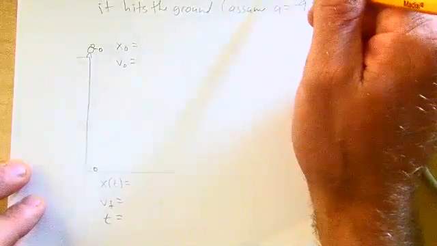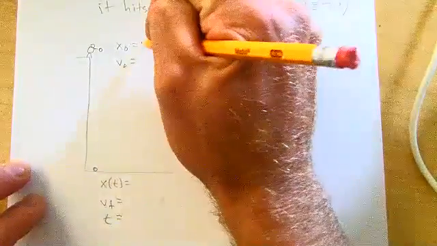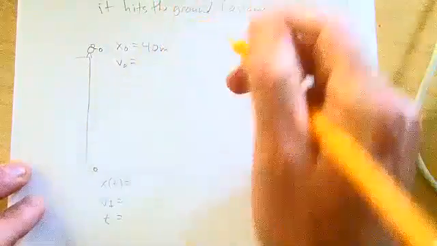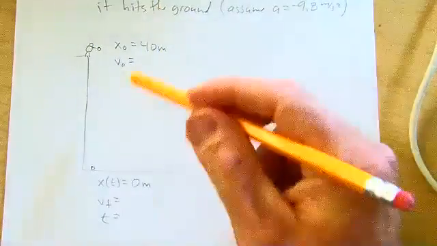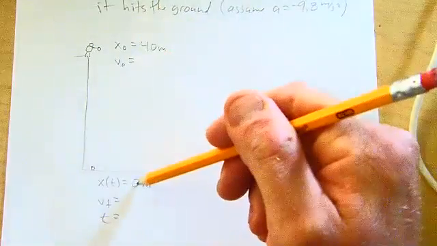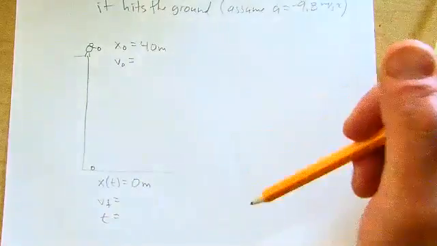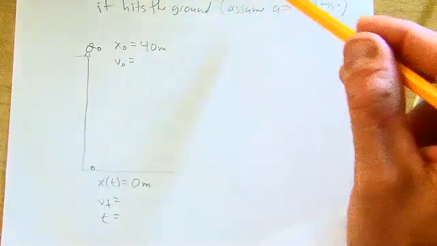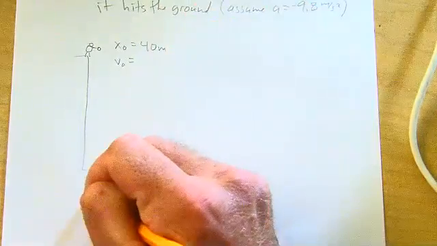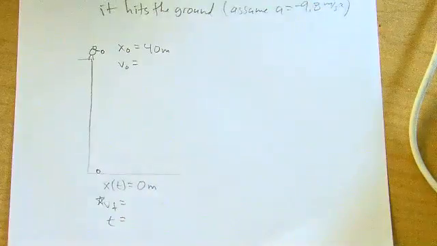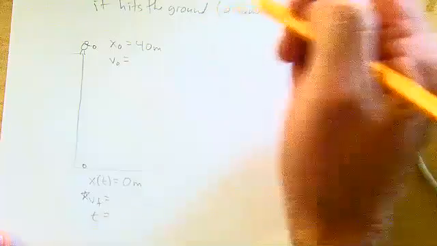40-meter tall building. That's actually my beginning position, 40 meters, assuming that this is 0 meters. Okay, so assuming that at the end it's at 0 meters, at the beginning it's 40. Velocity when it hits the ground. Okay, I'm going to put a star by the one we're trying to find. Final velocity. Okay, what else?